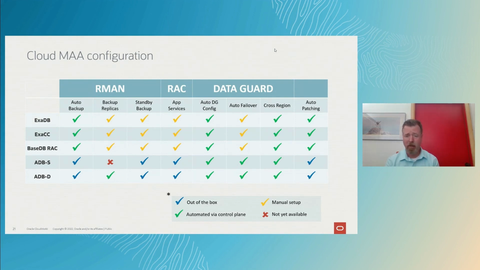As far as fast start failover, the automatic failover capability, it's required for some of the services. We have fast start failover built in for a few of the autonomous services. And then, for example, if you want multiple standbys, that local standby and the remote, one of those would be manual as well. That's indicated by the yellow checkbox. There's only one thing that's not available at all yet, our backup replicas on autonomous database shared, which is coming soon.